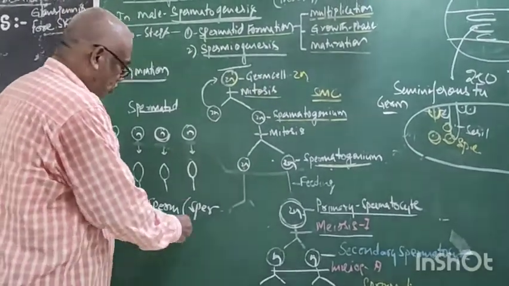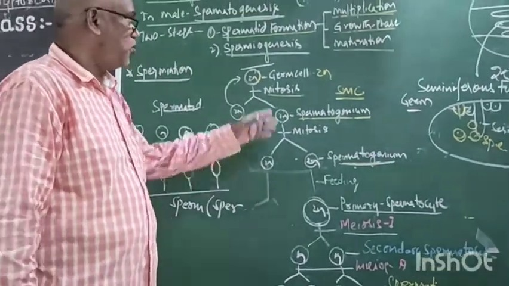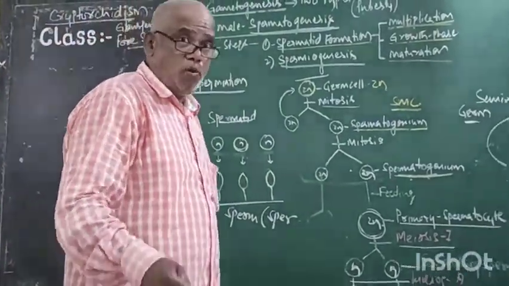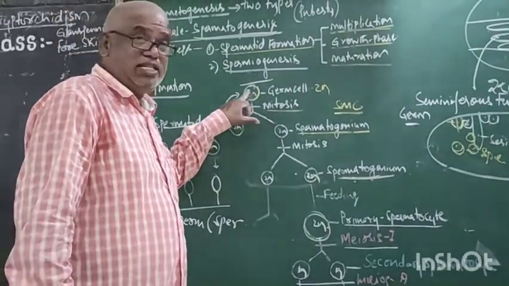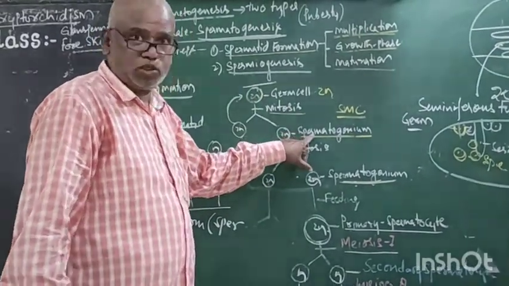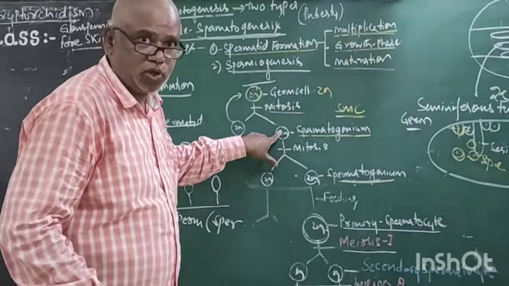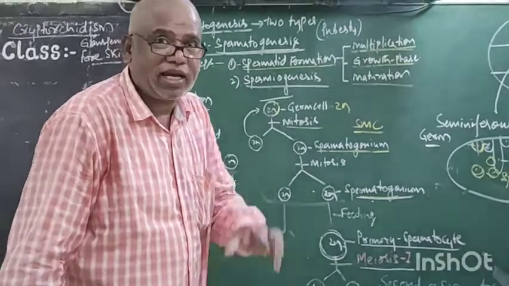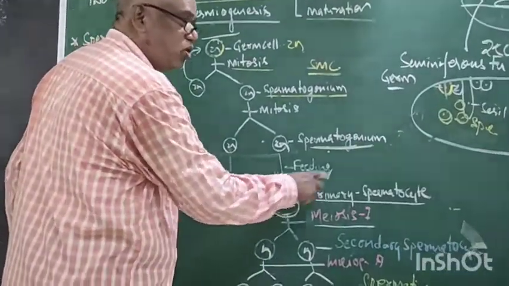How many sperms are formed at the end of spermatogenesis? Four. But the question is, how many sperms are formed from a single germinal cell? The germinal cell, the spermatogonium, undergoes division. One remains as a germinal cell in its place, and the others divide further. They form thousands, hundreds, so you cannot say the correct number.